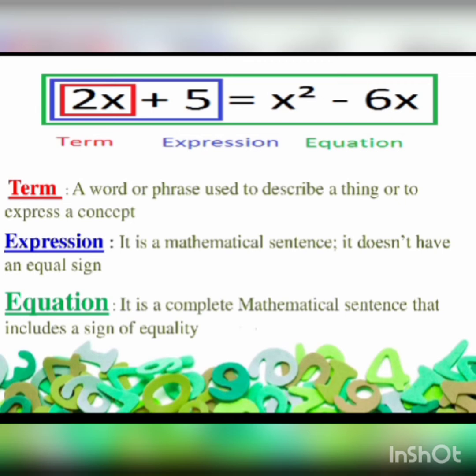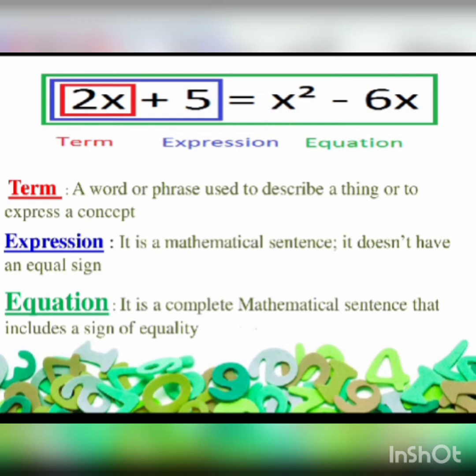Now let's look at what we have here. 2x is called a term. 2x plus 5 is called an expression. Now 2x plus 5 equals x squared minus 6x is referred to as an equation. 2x is a term because it consists of a constant and a variable. 2 is the constant, which is called a coefficient. Any number attached to a variable is called a coefficient. So 2 is a coefficient and x is the variable. Together they form a term. 5 is also a term on its own. It is referred to as a constant term.